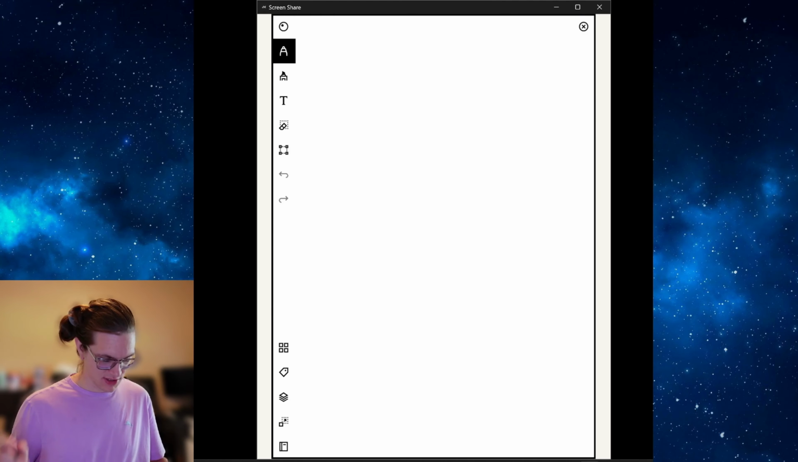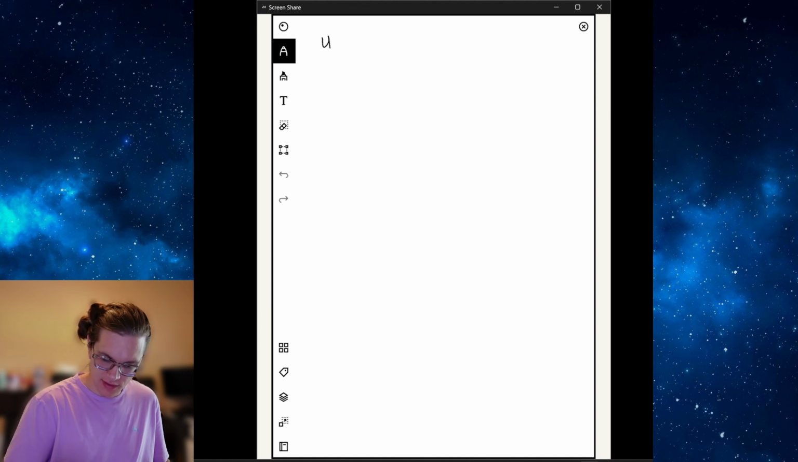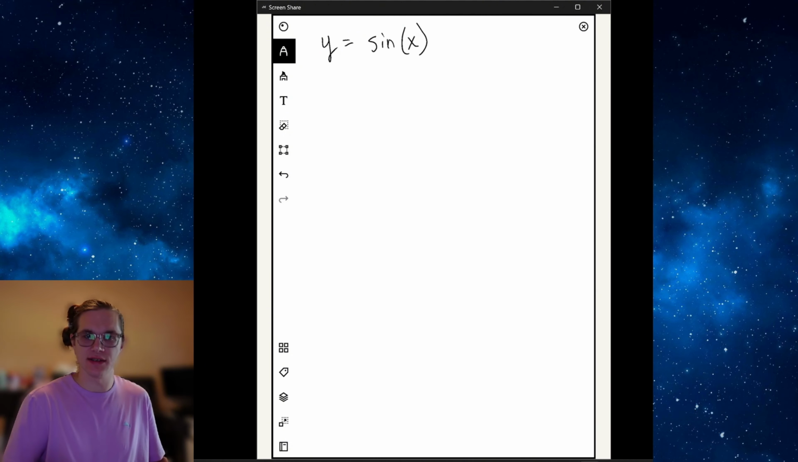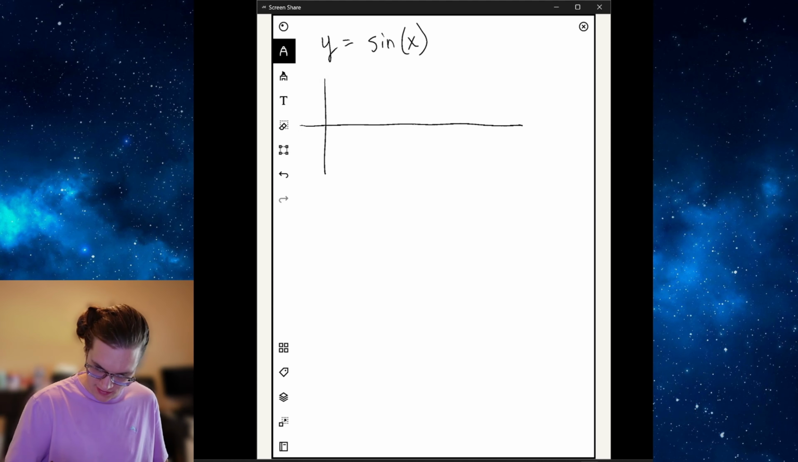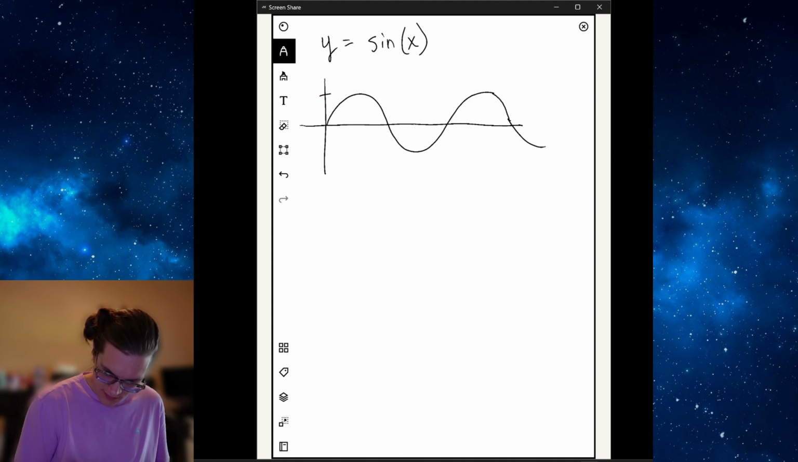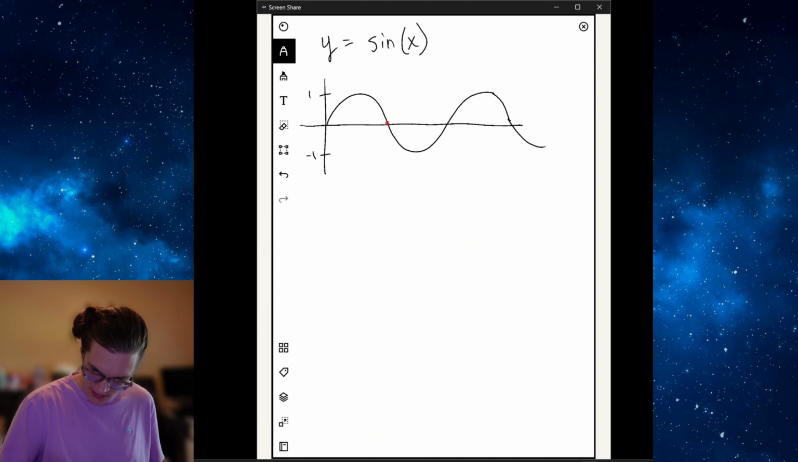Plotting trig functions on the xy axis is important to do. We have y as a function of x, specifically sine of x. It's plotted like this. This is 1, this is minus 1. This cross here occurs at pi. This completed period occurs at 2 pi.